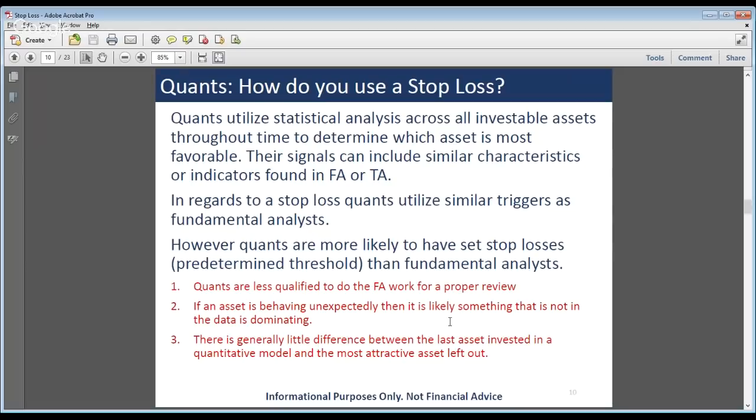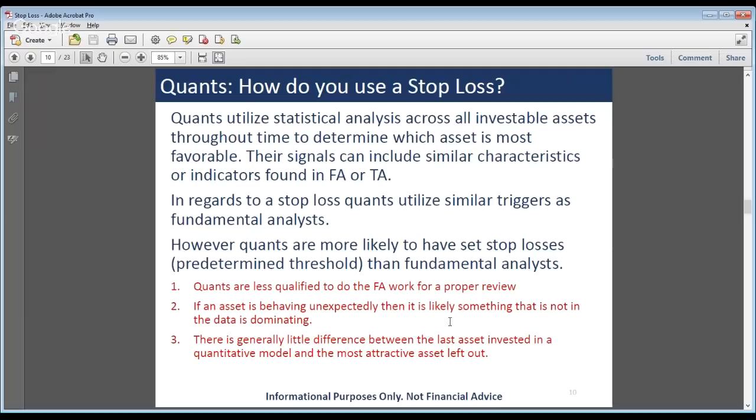What are quants? Quants utilize statistical analysis across all investable assets throughout time to determine which assets are most favorable. These signals can be things that FA analysts use or TA analysts use, and they basically blend them together. A huge advantage of quants over both TA and FA is scale. You can do a lot of analysis across many different assets in a short period of time. The disadvantage would be that a fundamental analyst would be able to go much deeper into a particular asset than a quant could.